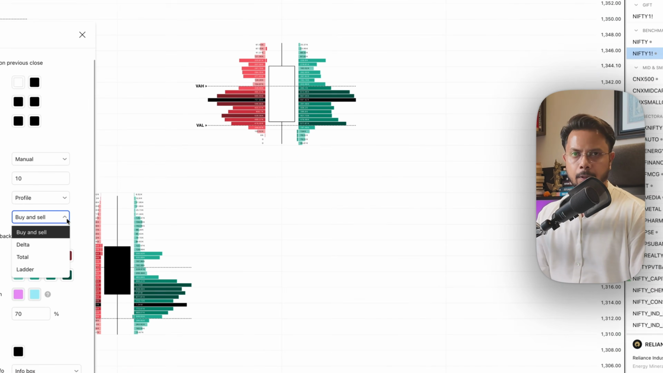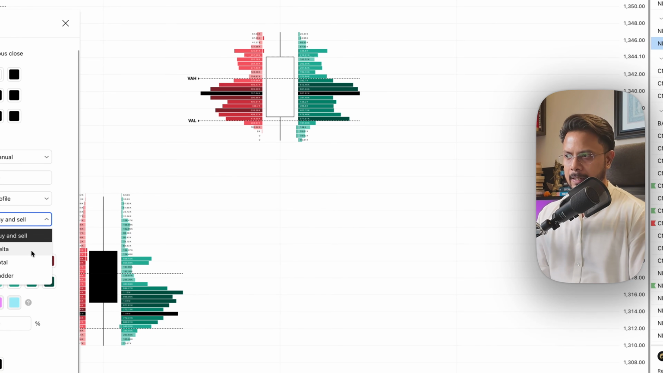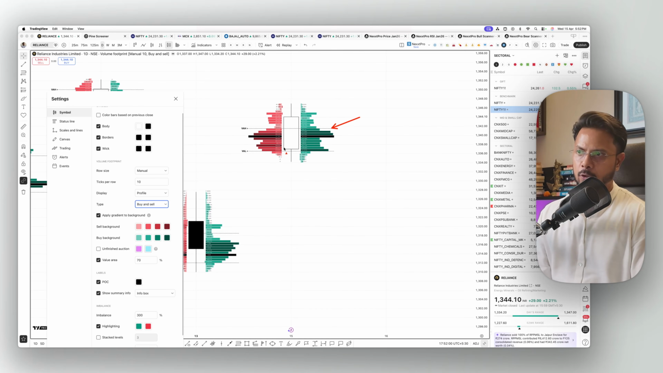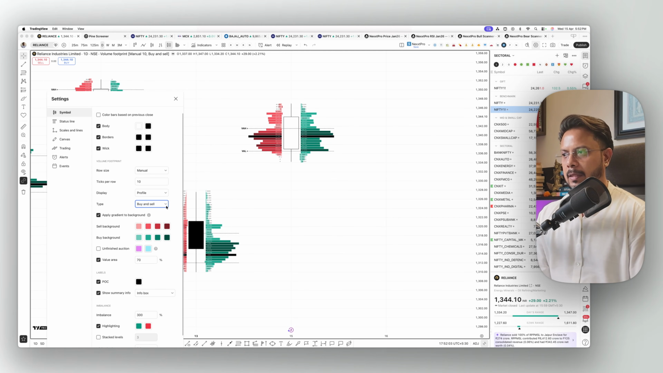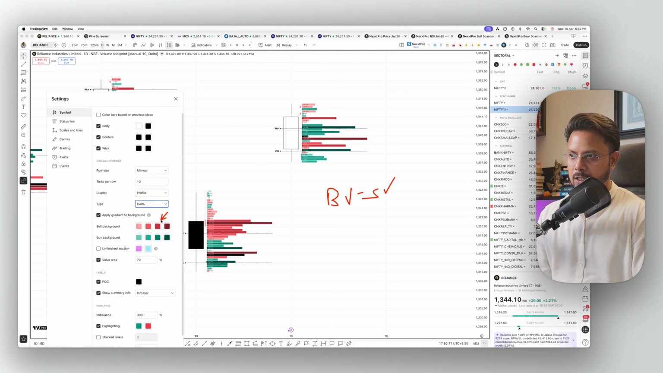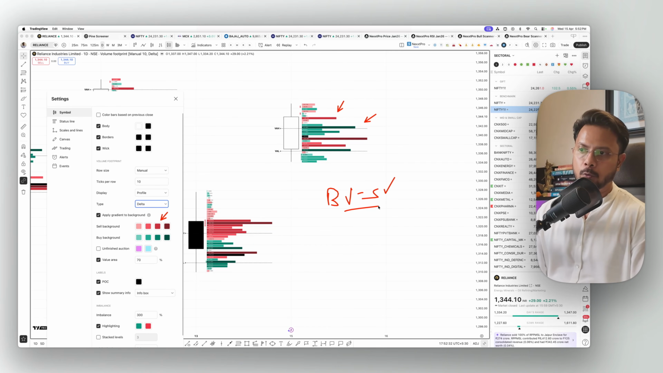And then come to type. In type, we have buy and sell, delta, total, and ladder. Buy and sell is what you can see, buy volumes and sell volumes. Then we have delta. And delta is very interesting because what delta does is just give you the buy volume minus the sell volume. And so over here we can make some gradient changes. We can clearly see where, let's say, the buyers had an edge or the sellers had an edge. This is where both of us have to take a little pause and try to understand what's happening with buy volume and sell volume.